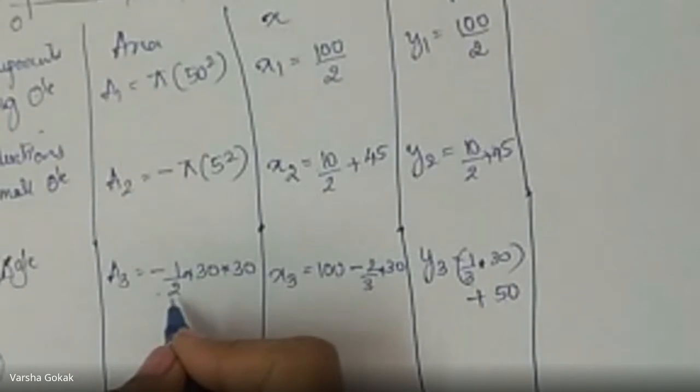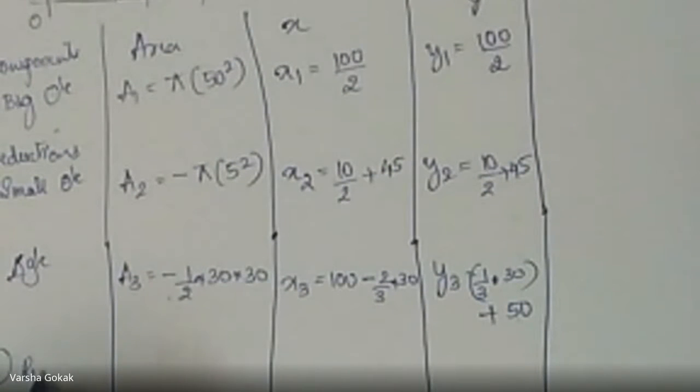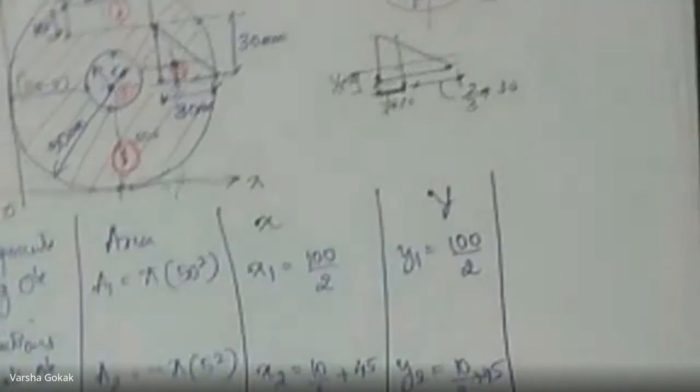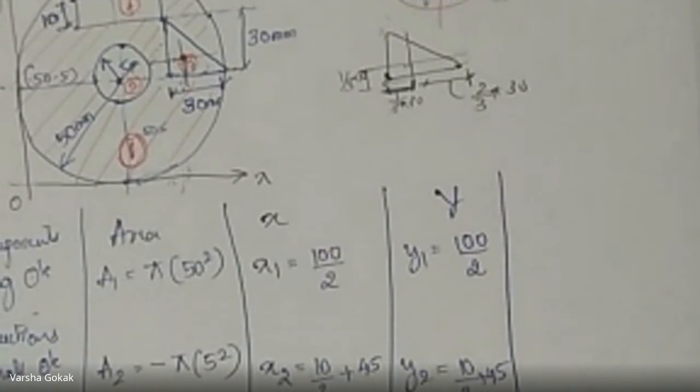Fourth one, this is a deduction only again. Fourth one is your rectangle. So A4, rectangle A4. What is the area of the rectangle? 20 by 10. So minus 20 into 10.